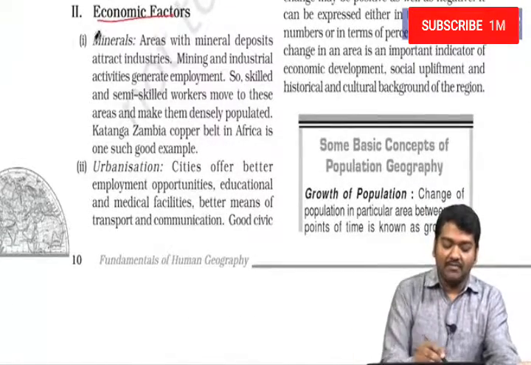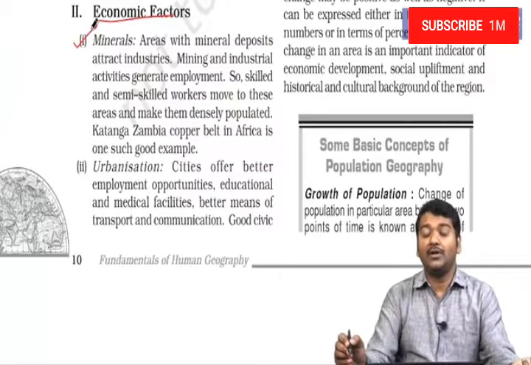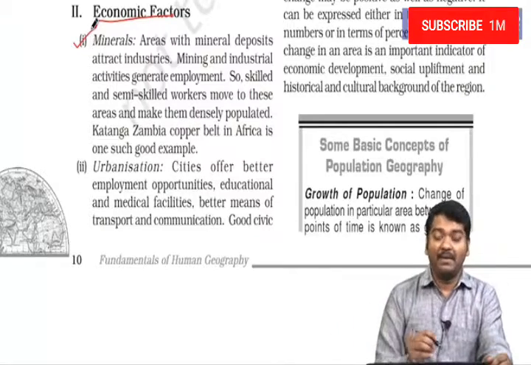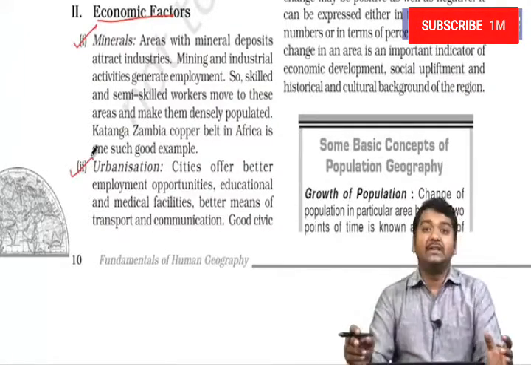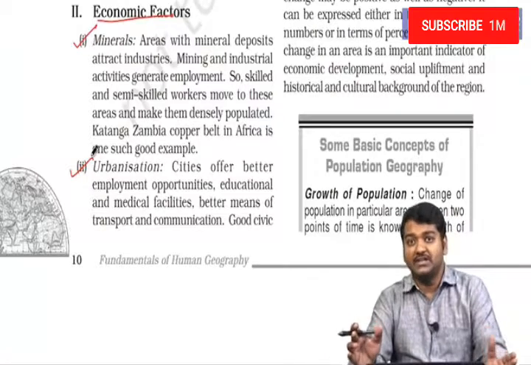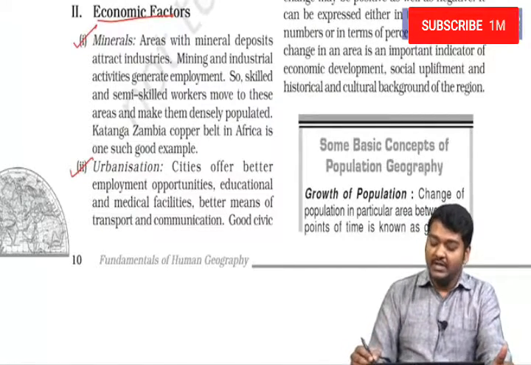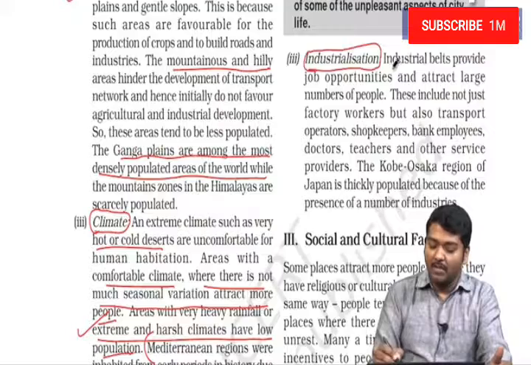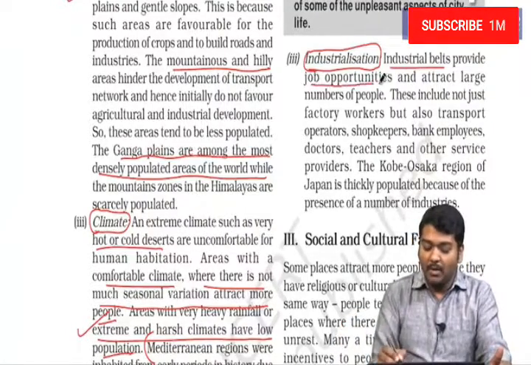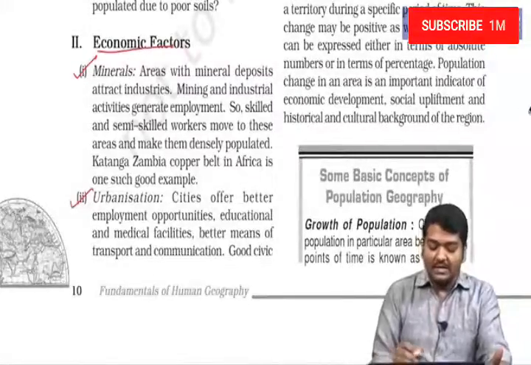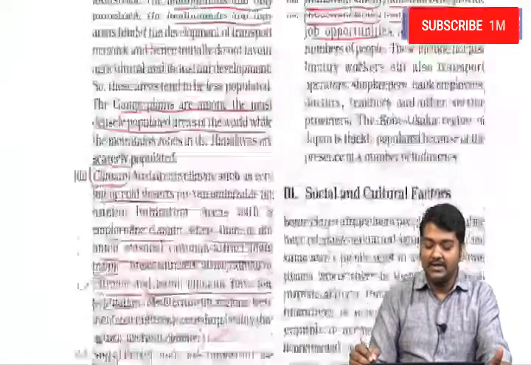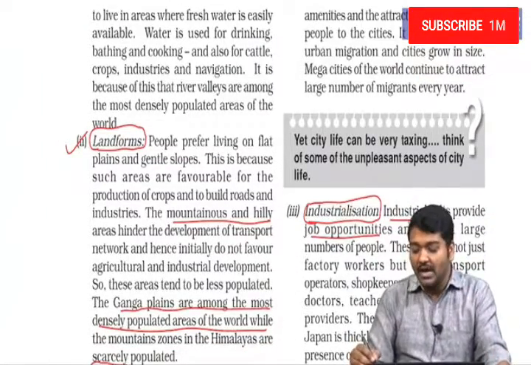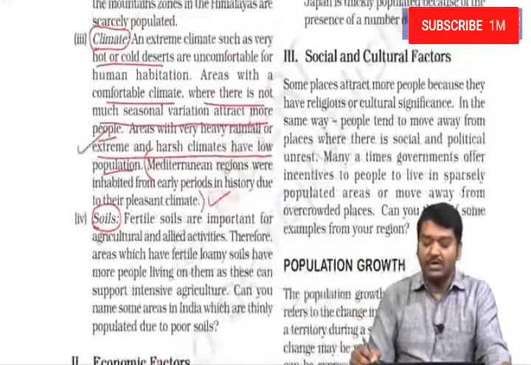And economic factors: if minerals are there, like in South Africa, even where deserts are there, you can see population around this mainly because of the minerals. Urbanization: if cities develop and job opportunities arise, that also leads to a lot of population. Then industrialization, the industrial belts, provide job opportunities and attract large numbers of people. Cities offer better employment. Urbanization and industrialization are both about employment opportunities, so this makes people move closer to them.